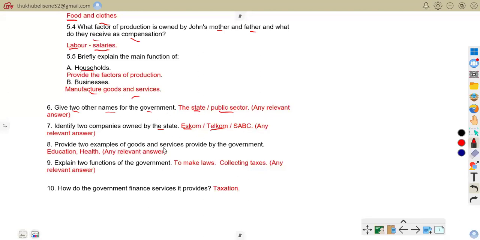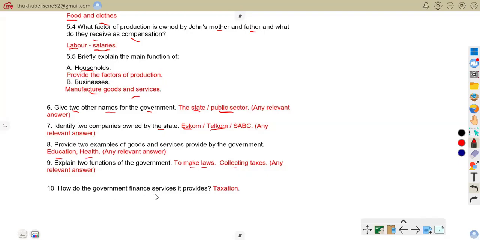Provide two examples of goods and services provided by the government. Examples like education, free education, health also. Also, it says explain two functions of government. They make laws, they enact laws. They also collect what? Taxes. So that is that. In return, you know for sure with taxes, they're going to provide services to the public, doing infrastructures, building roads and stuff.